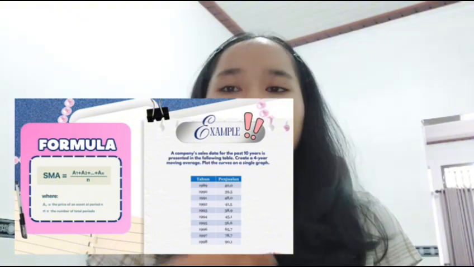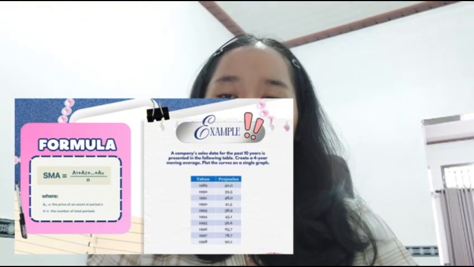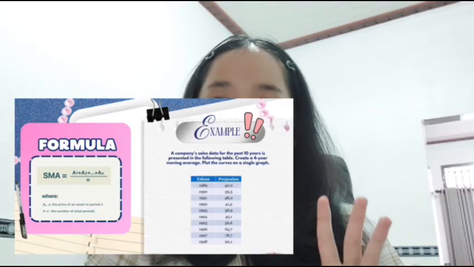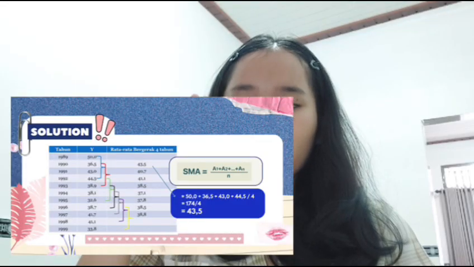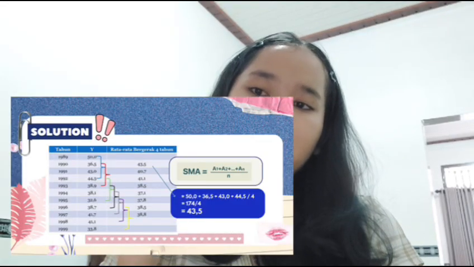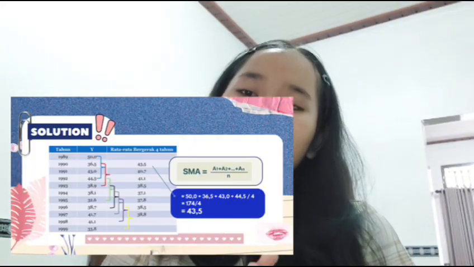A company's sales data for the past 10 years is presented in the following table. Create a 4-year moving average. There are 10 data points, from 1989 until 1998.